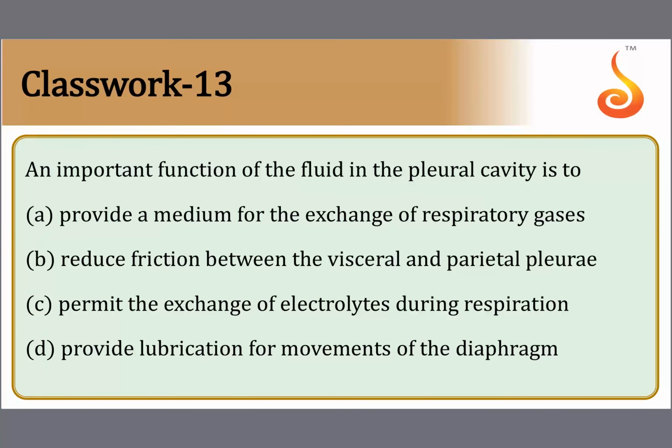An important function of the fluid in the pleural cavity is obviously to reduce friction between the visceral and the parietal pleura, isn't it? See, actually your pleural membranes are 2 in number. The inner layer is called visceral and the outer layer is called the parietal. So the inner pleura is the visceral pleura and the outer pleura is the parietal pleura. Imagine if there was no fluid between them, then these two layers would have rubbed against each other, isn't it? So to prevent that kind of damage due to friction, you have this pleural fluid.